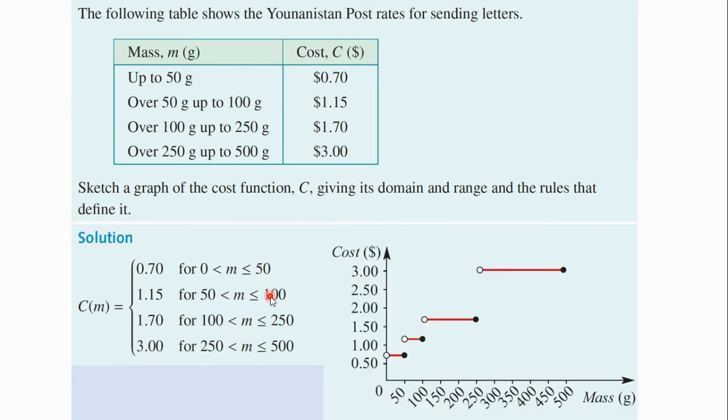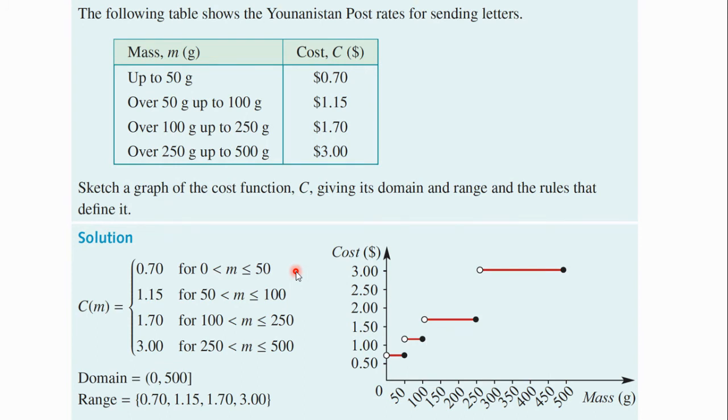Now these graphs look a little bit weird. So don't forget we got that not colored in. Obviously we cannot have a letter that is 0 grams. If it's 50, it goes into this one, doesn't it? If it's 100, it goes into this one. So that's what a hybrid function looks like.